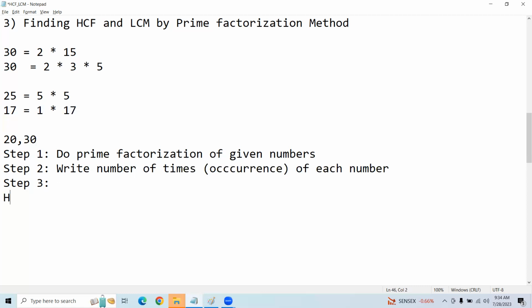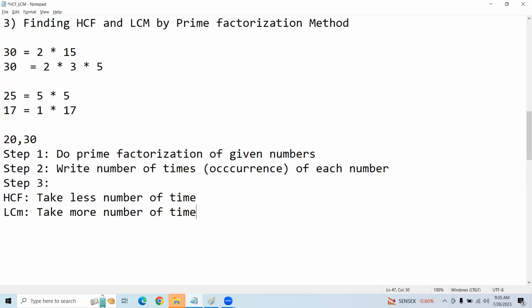And step 3, for HCF, take the lesser number of times. So if 2 is coming on the left hand side 2 times and on the right hand side 3 times, 2 and 3, which is smaller? 2 is smaller. So we have to take 2 times. For LCM, take the greater number of times. So we got 2 times on the left hand side, 3 times on the right hand side. So 3 is bigger. So while calculating LCM, you have to take 2 three times.